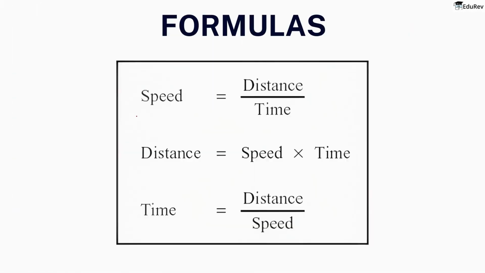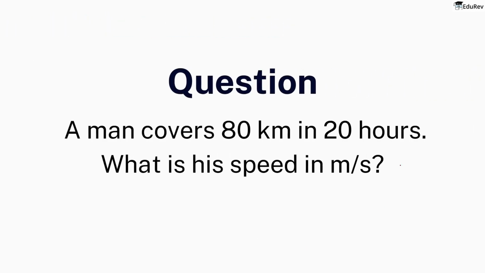You must be familiar with the formula speed equals distance upon time, or we can write it as distance equals speed into time or time equals distance upon speed. Let's look into what it signifies. If the distance is constant, then the speed and time are inversely proportional to each other, that is, as we increase the speed, the time taken to cover that distance will be less and vice versa. Let's solve few questions to know it better.